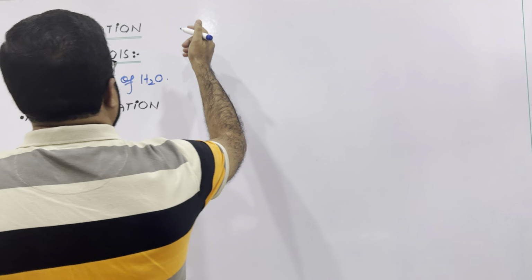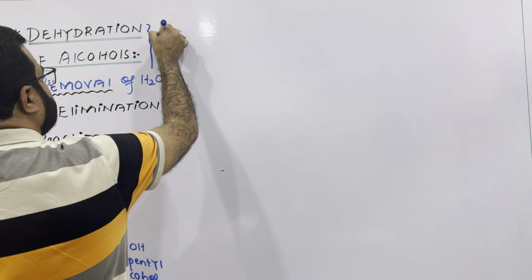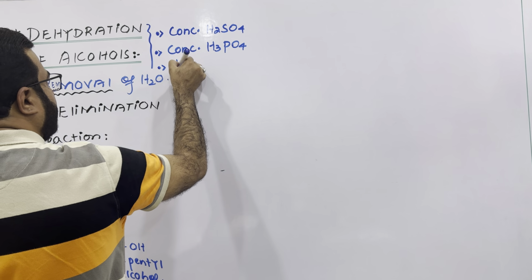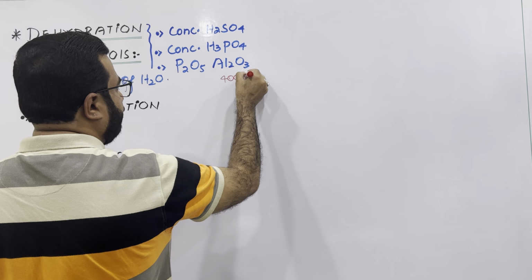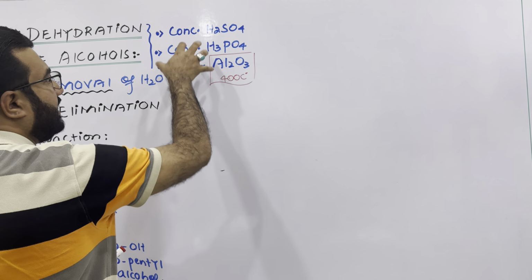Now, my dear students, the dehydration of alcohol will require some conditions, and usually concentrated H2SO4 or concentrated phosphoric acid can be used. Similarly, a very strong dehydrating agent, that is phosphorus pentoxide, can also be used, and Al2O3 alumina can be used, but it should be heated Al2O3 and the temperature should be 400 degrees Celsius. So these are the different dehydrating agents that can be used for the dehydration of the alcohols. Now let us see first of all the general reaction.